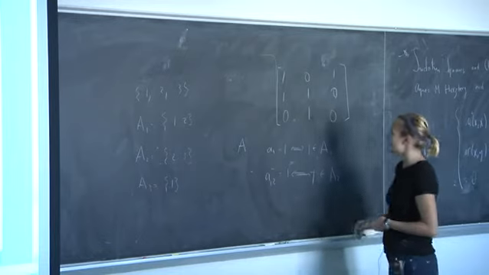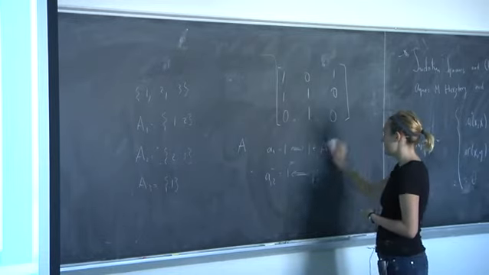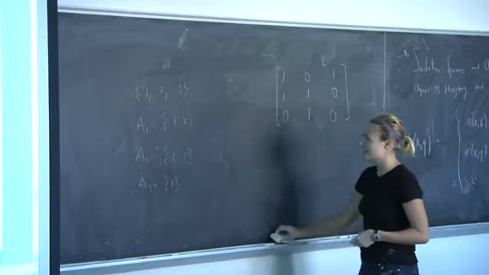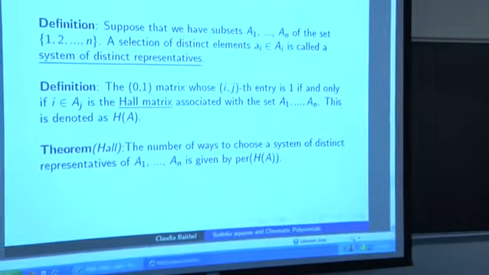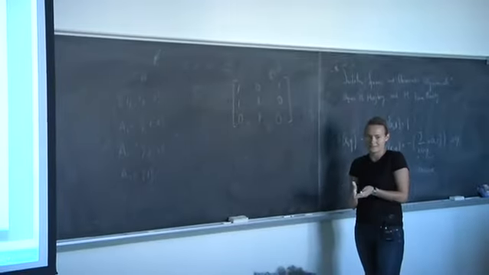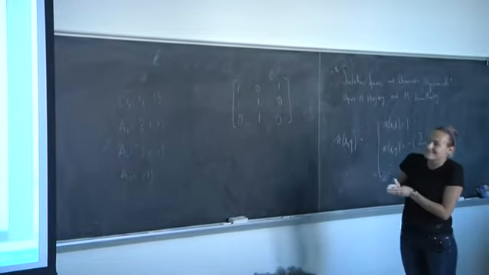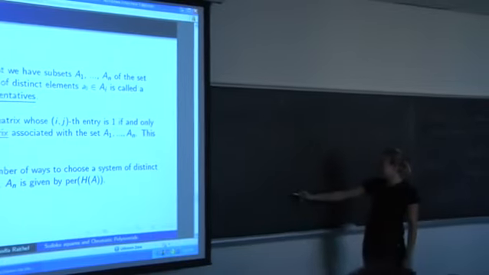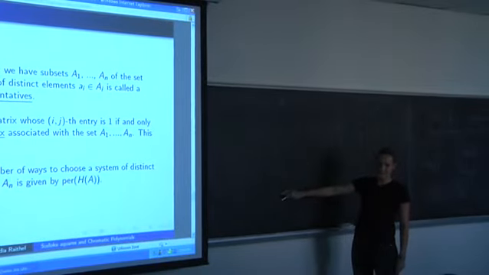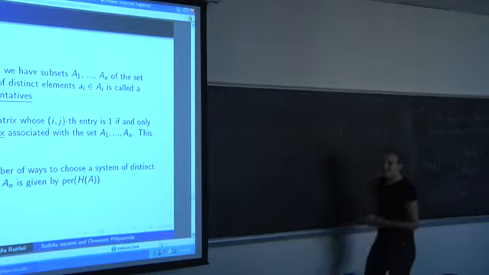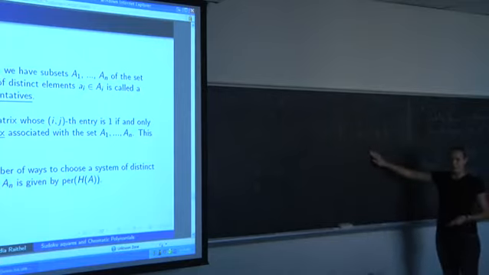Okay. So then, let's calculate. Hall's theorem, the one that we're going to use, states that the permanent of the Hall matrix is going to be exactly the number of systems of distinct representatives that you can get. So here, we know that the only thing you can choose from A3 is 1. You need to choose something different in A1, so you have to choose 2. And then in A2, you have to choose 3. So the permanent of this matrix better be 1.